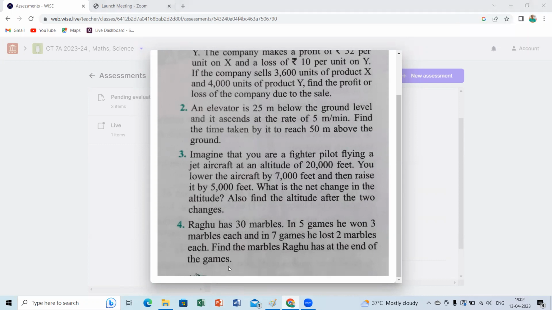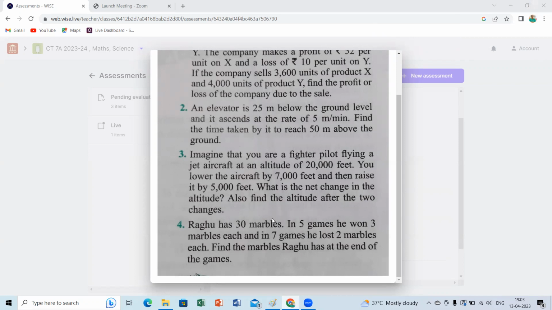Sorry, Krithvik, I muted myself and kept talking. What is question number three? Ma'am, imagine that you're a fighter pilot flying a jet aircraft at an altitude of 20,000 feet. You lower the aircraft by 7,000 feet and then raise it by 5,000 feet. What is the net change in the altitude? Also find the altitude after two changes.